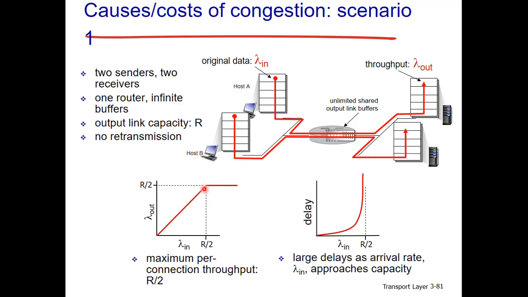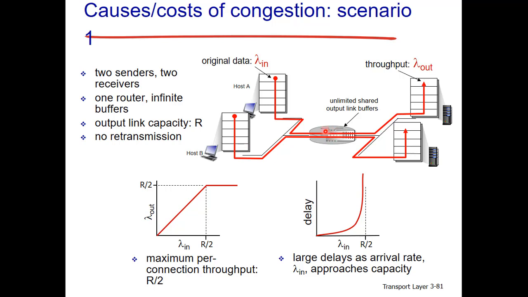ठीक है, till the time which is R by 2. ठीक है, but once they are both approaching R by 2, तो congestion occurs at the link, so it increases the delay to infinity. ठीक है, so in this scenario we are assuming that the router has infinite buffers. ठीक है, there is no issue in the router buffer, so these hosts are sending data and it has infinite buffer to store that data.